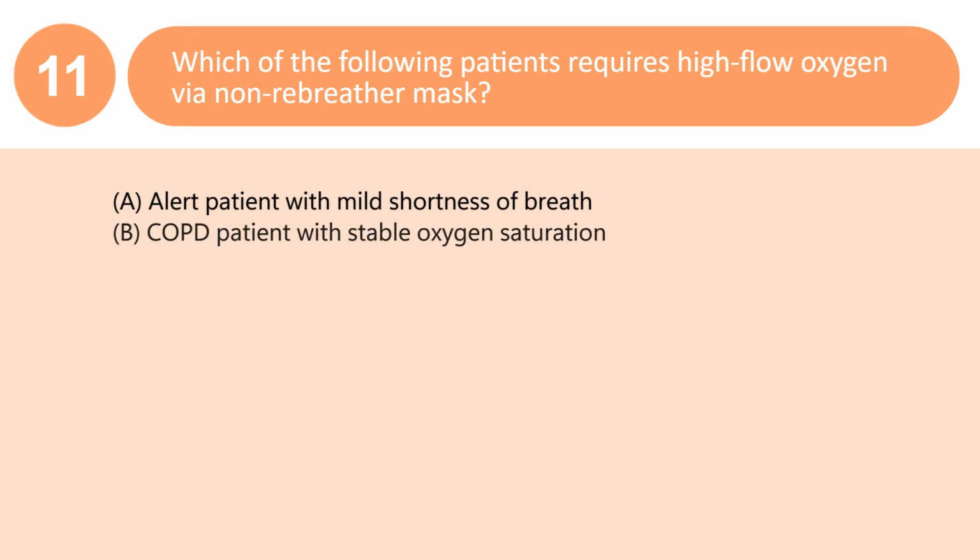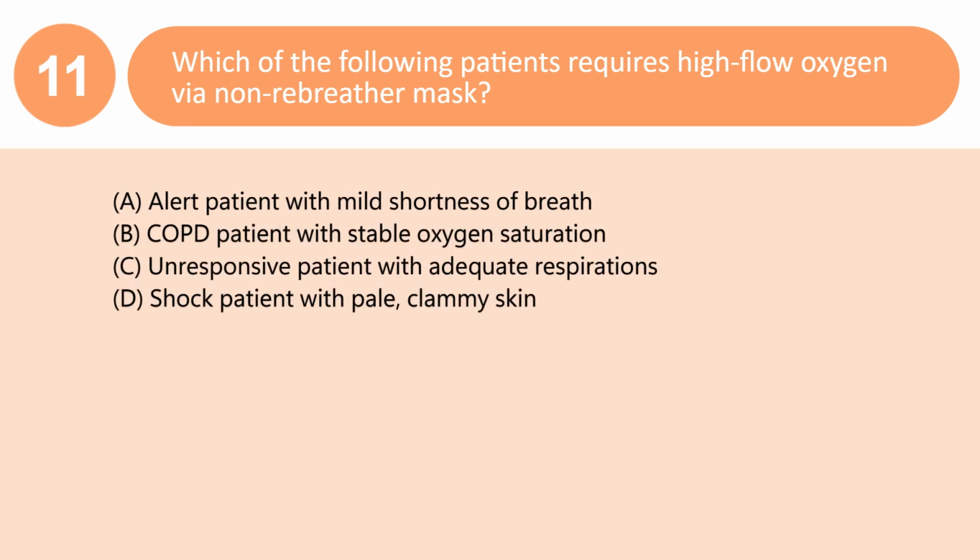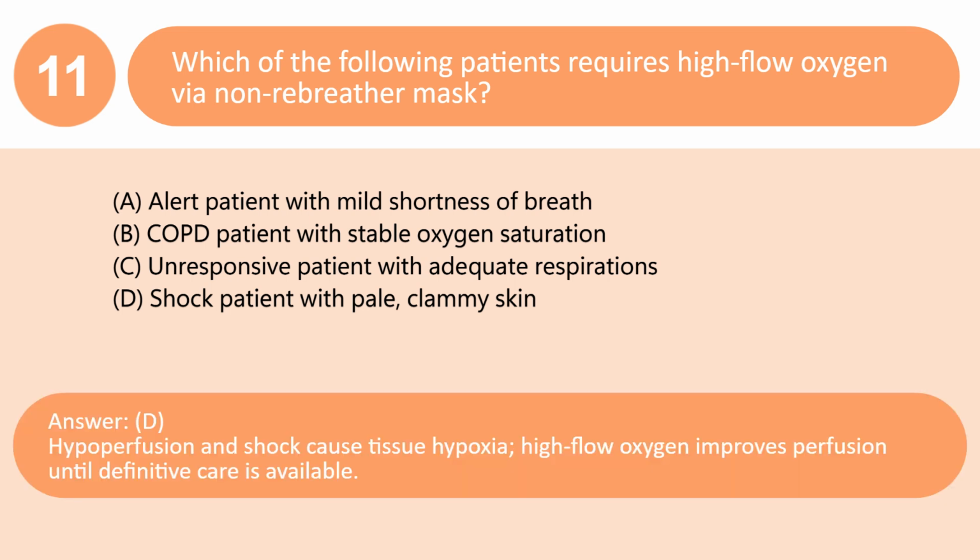Which of the following patients requires high-flow oxygen via non-rebreather mask? A. Alert patient with mild shortness of breath. B. COPD patient with stable oxygen saturation. C. Unresponsive patient with adequate respirations. D. Shock patient with pale, clammy skin. Answer: D. Hypoperfusion and shock cause tissue hypoxia. High-flow oxygen improves perfusion until definitive care is available.